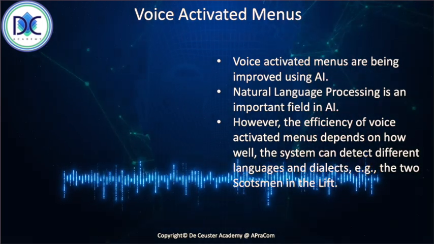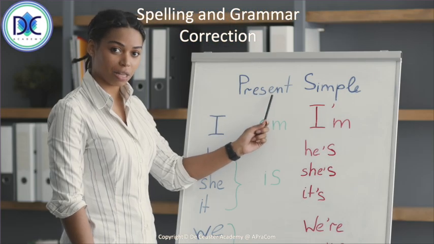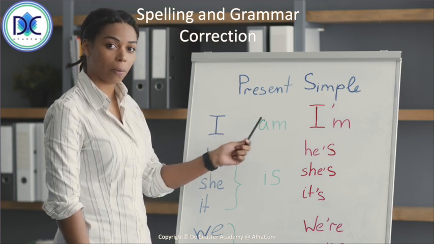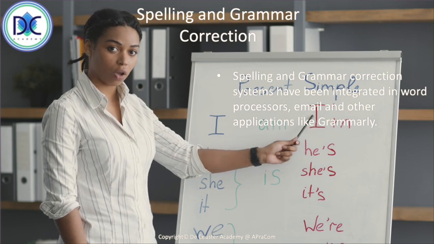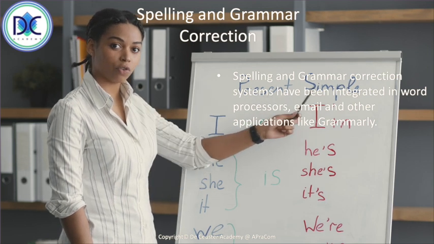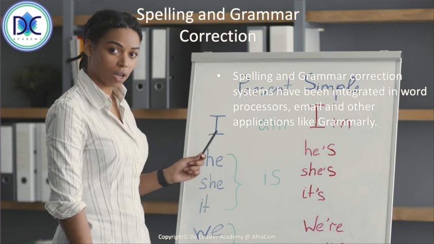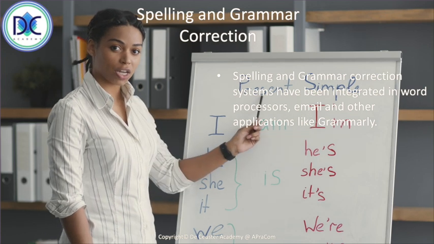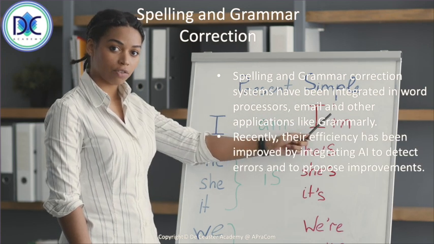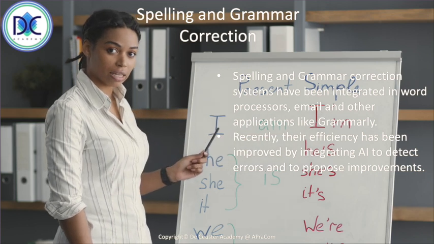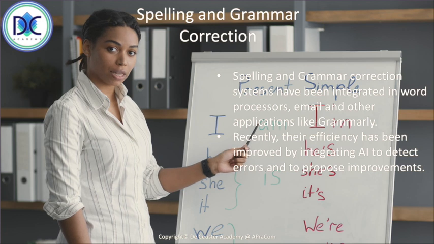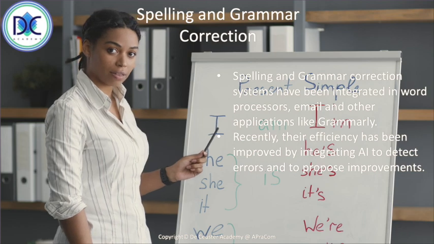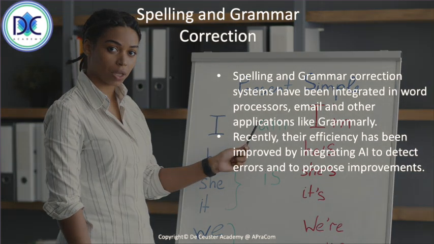The other thing we can see a lot is spelling and grammar, and we see it in schools. A lot of people are using spelling and grammar correction applications. We look at Grammarly. We have systems integrated in word processors, emails, and these tools have been available already before, but now they're also integrating artificial intelligence in these applications, and the AI will be more efficient to detect errors and to propose improvements.